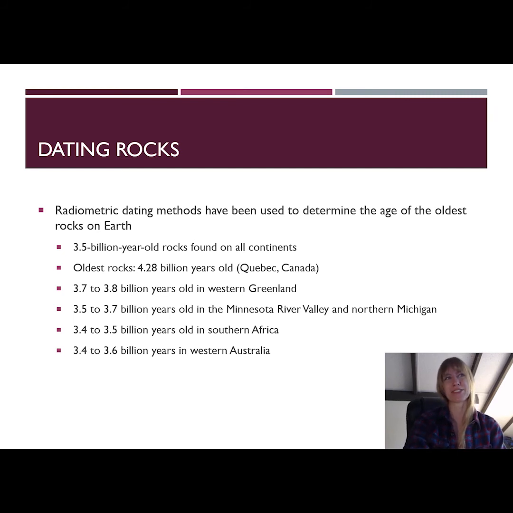So radiometric dating methods have been used to determine the age of the oldest rocks so far that we found on Earth. We have found 3.5 billion year old rocks pretty much on all continents. So far, the oldest rock itself is about 4.28 billion years old, and that's located in Quebec, Canada. Although we have found a zircon.